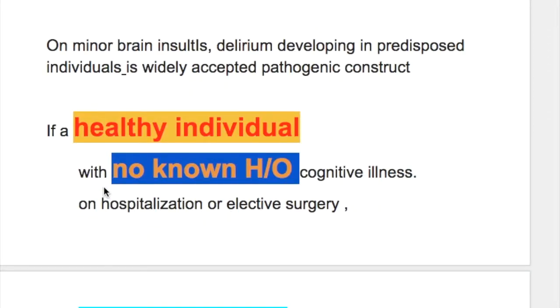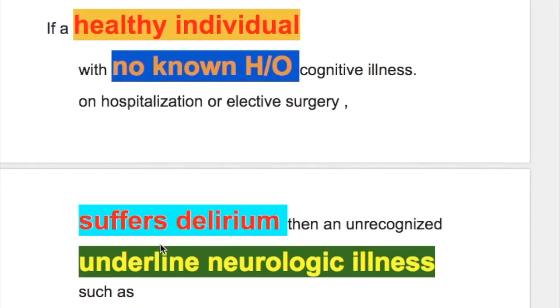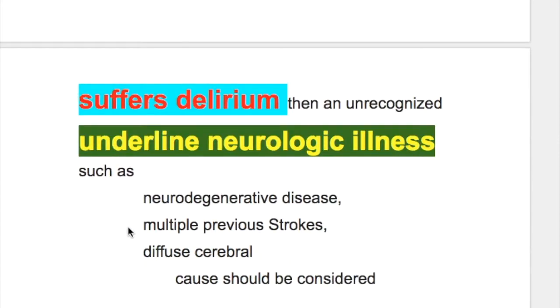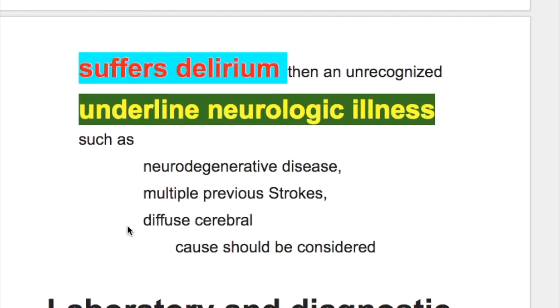If a healthy individual with no known history of cognitive illness suffers delirium on hospitalization or elective surgery, then an unrecognized underlying neurological illness such as neurodegenerative disease, multiple previous strokes, or diffuse cerebral cause should be considered.